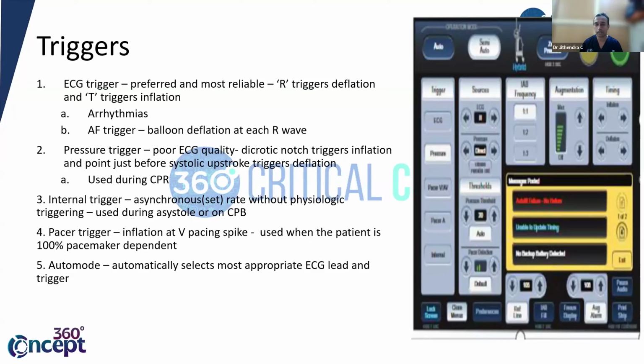Okay, so these are the commonly used triggers. I told you ECG trigger is the commonest. Next commonest is pressure trigger, mainly used when ECG is not reliable or during CPR. Internal trigger when there is asystole and the patient is on cardiopulmonary bypass. Pacemaker trigger when the patient is on a pacemaker. Auto mode when somebody with less knowledge about IABP is handling the machine, then you can put them on auto mode. Or when your patient is in cardiac arrest, you don't know what to do, just put it on auto mode, it will take care.